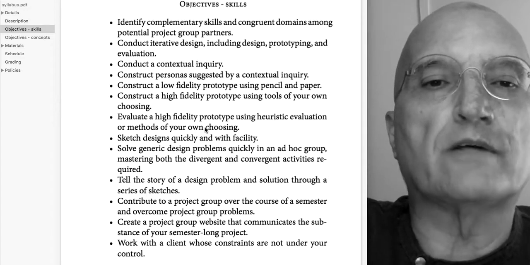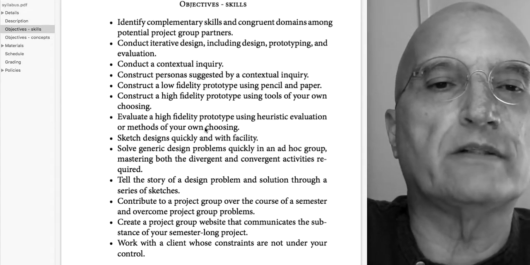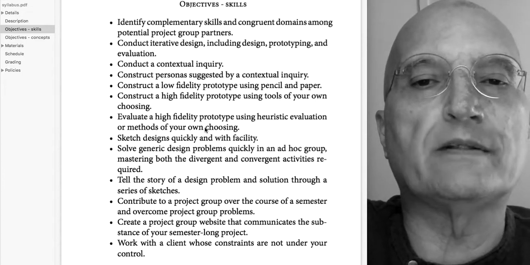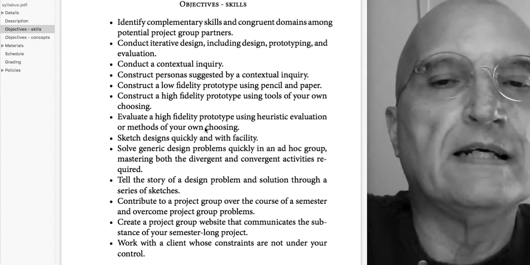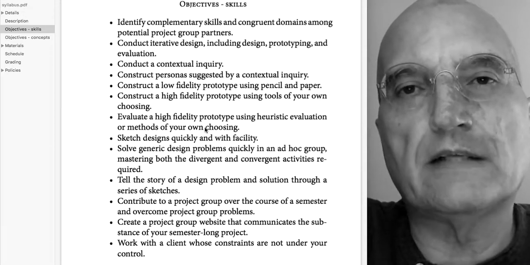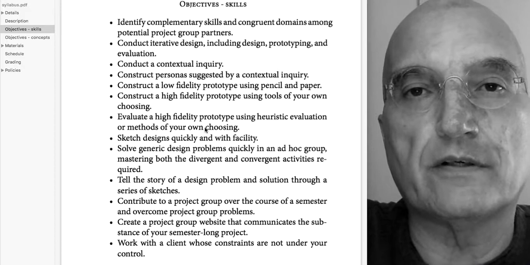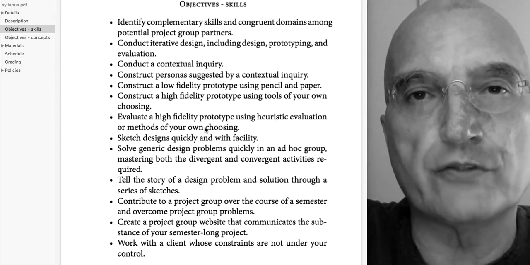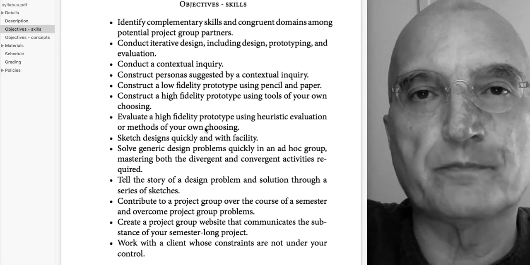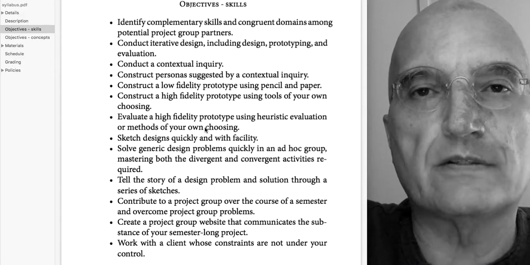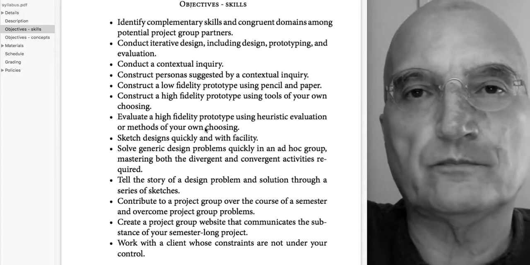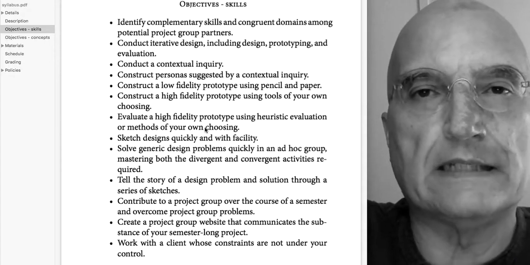I'll ask you to do a lot of sketches, so sketching designs quickly and with facility. Solving generic design problems quickly in an ad hoc group is important. I should mention that because this is an online version of the class, by the way, this class is taught both in an online and an on-site version. And in the on-site version, it's quite easy to form ad hoc groups during class and to ask you to solve design problems that way. That's not so easy in an online setting.